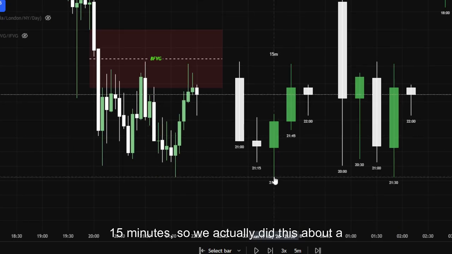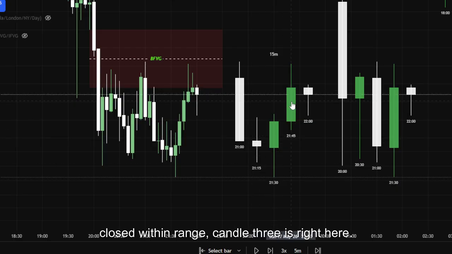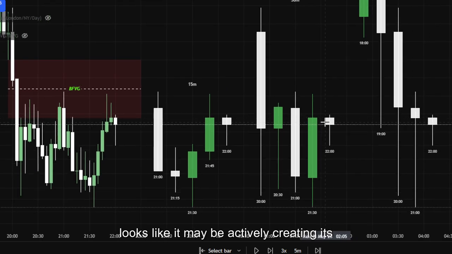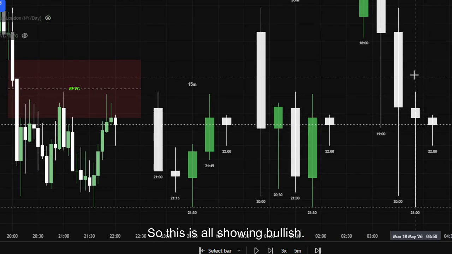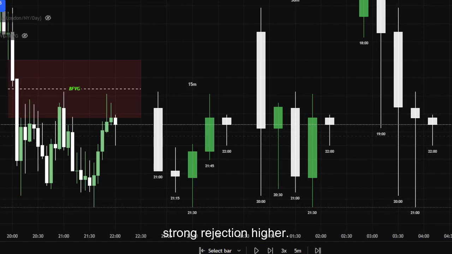15-minute, so we actually did this about a half hour ago. Created the candle 2, swept this, closed within range. Candle 3 is right here. So the 30-minute and the hourly looks like it may be actively creating its candle 3. So this is all showing bullish. We got the sweep, high, sweep, high, sweep, strong rejection higher.